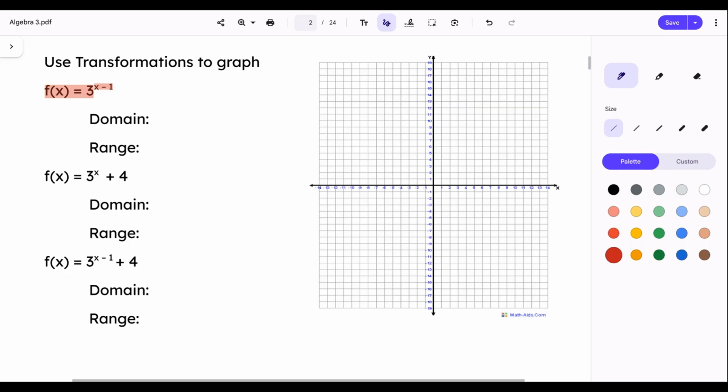Yeah, it's going to go right 1. So I'm just going to write here, this is going to make the graph go right 1, okay? So on my parent graph up above, I'm going to take all those original points that I had, and I'm just going to shift them all 1 to the right.